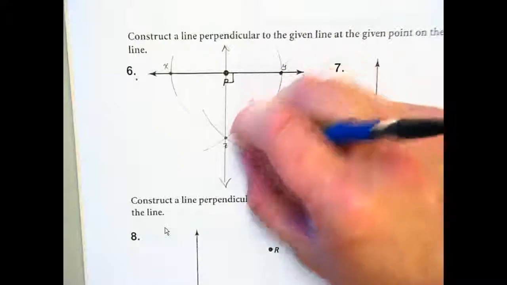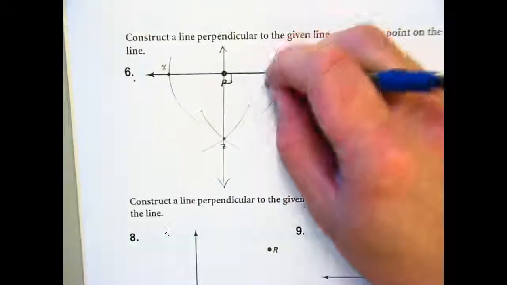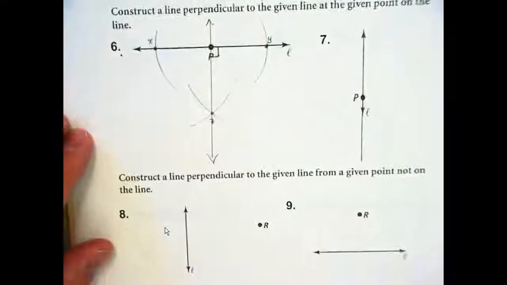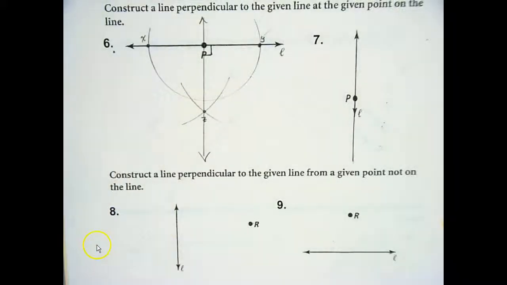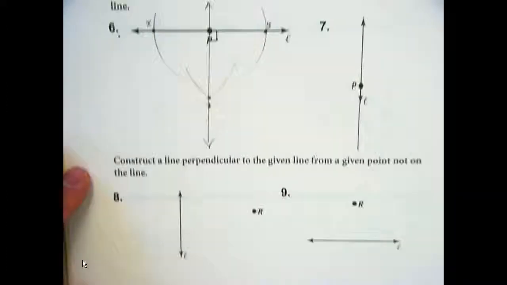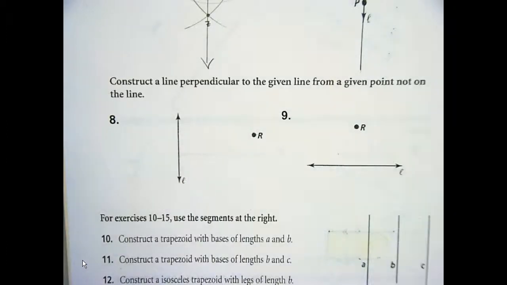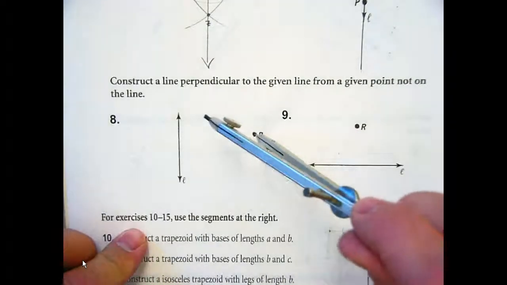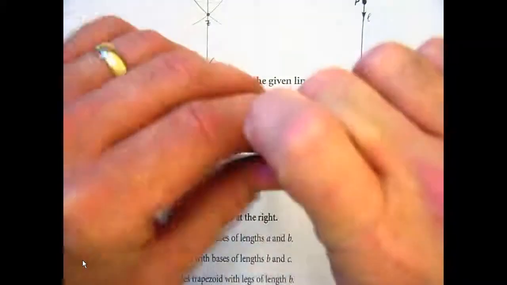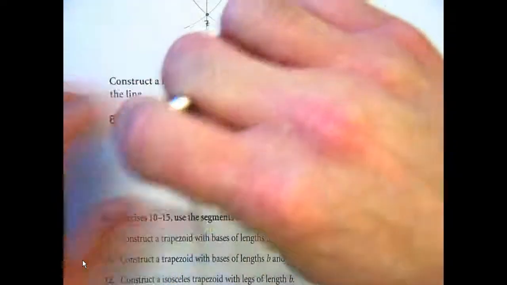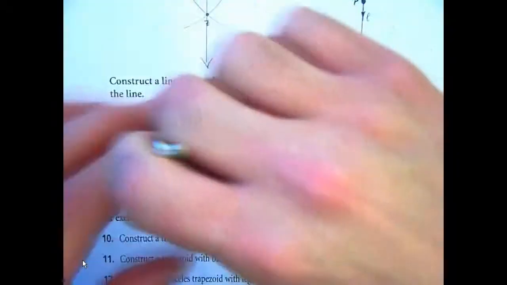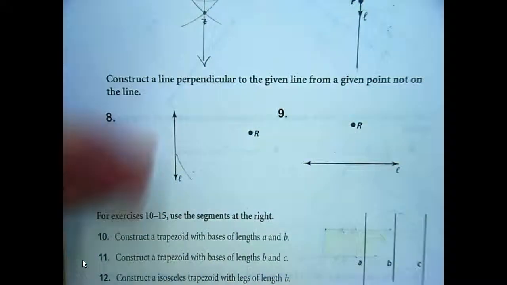Here we go. Try it for number 7. All right, construct a line perpendicular to a given line through a given point not on a line. Now, we have done this one. Okay? I think this is the one we did earlier in the year. If you recall, we put our compass on point R, and we have to make it so it'll intersect line L. Okay? So you want to make sure, first I'm going to extend L, otherwise this is going to be a little more difficult.